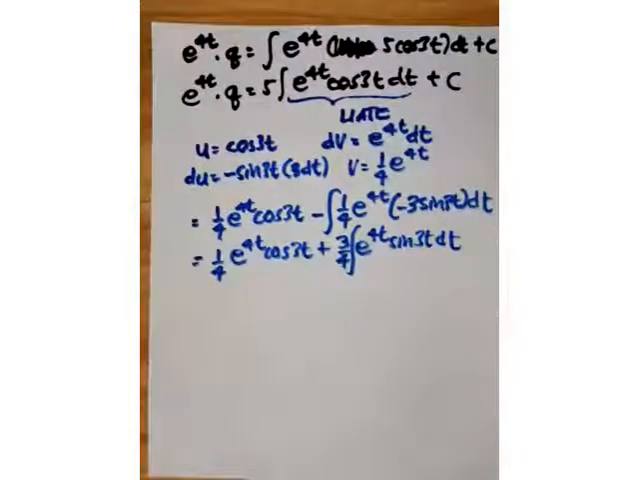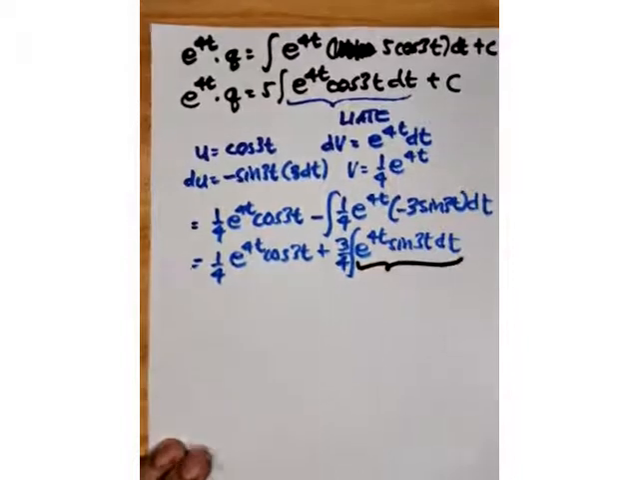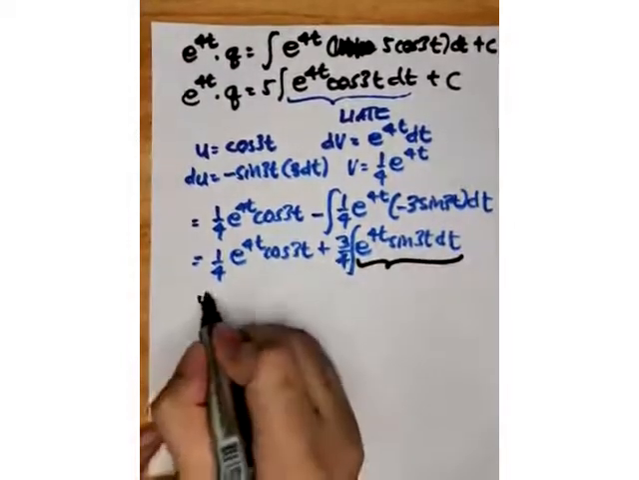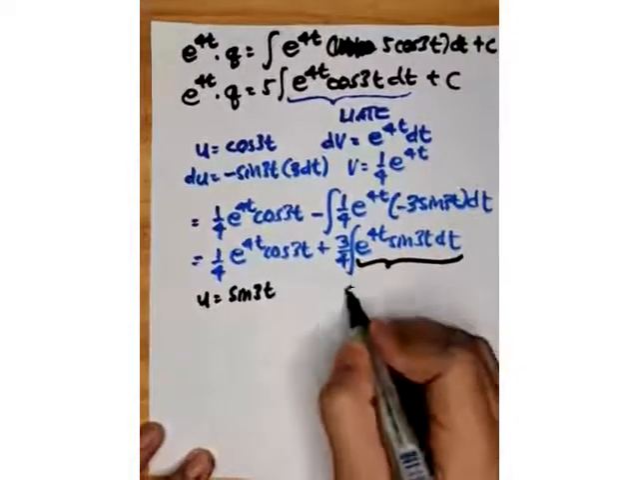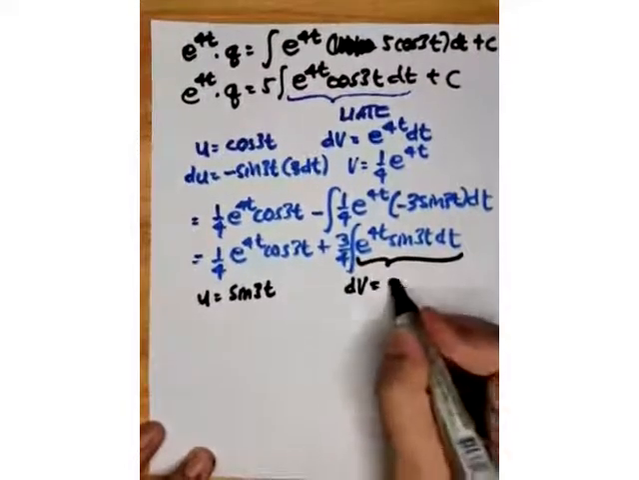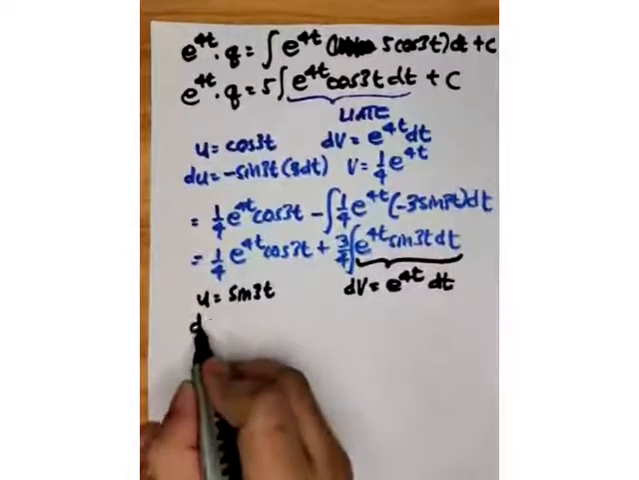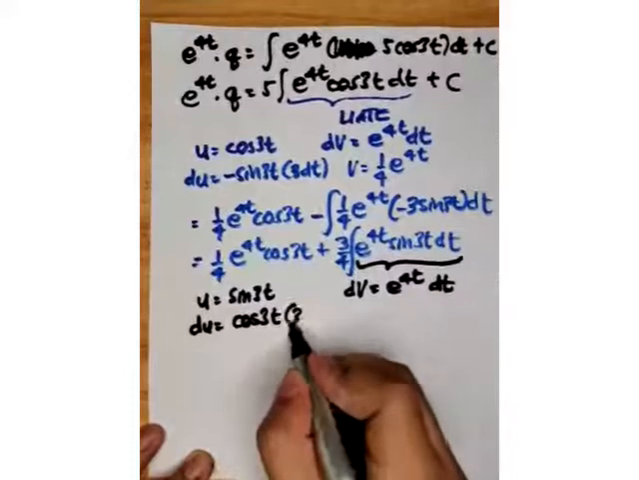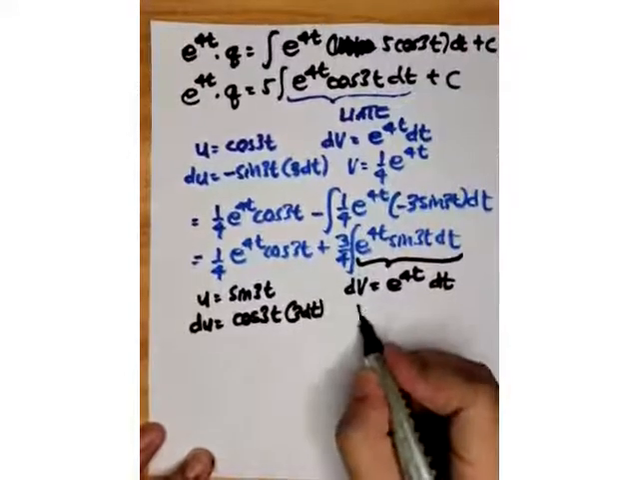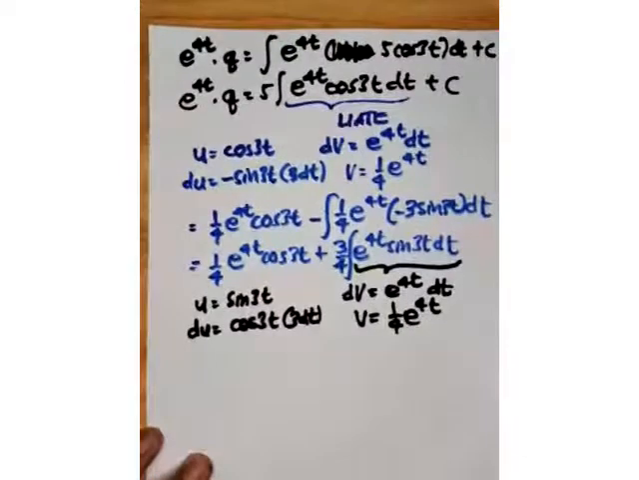Okay? And again, we will perform integration by parts. So what will be our u? Our u now is sine 3t and then our dv will be e raised to 4t dt. So our du will be, derive this, cosine 3t times 3 dt, and our v is also 1/4 e raised to 4t.